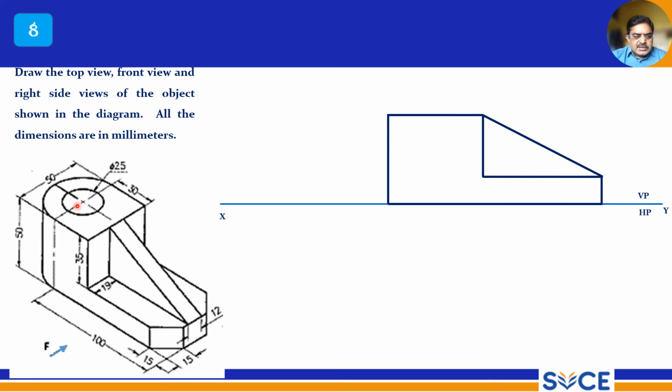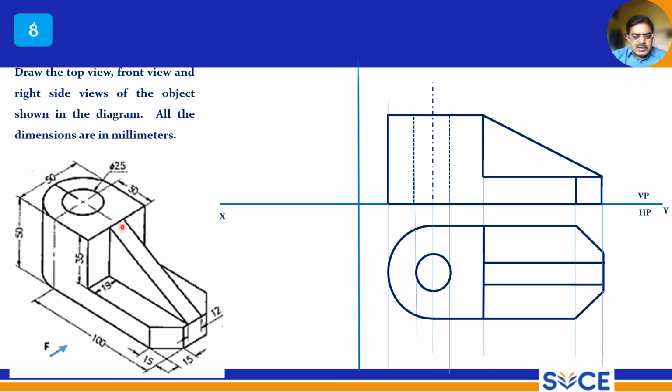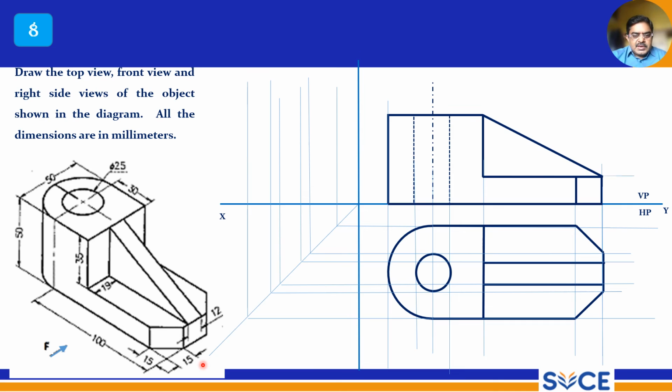There is a through hole that is invisible. Draw that through hole with diameter 25 mm. In the top view you can see the hole. We should draw that and complete the top view. Now draw the 45-degree line, and this is a very simple side view. You can easily draw this. Draw the projectors, and the width is only 50 mm.